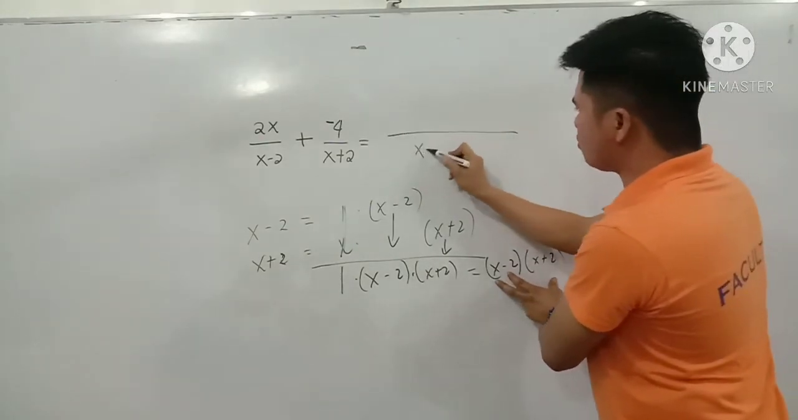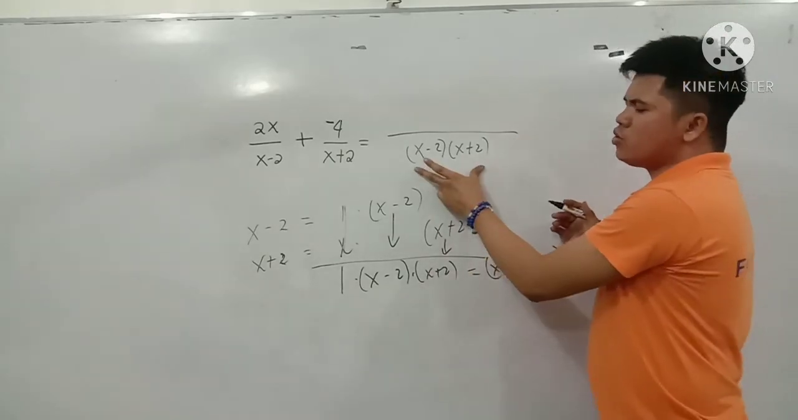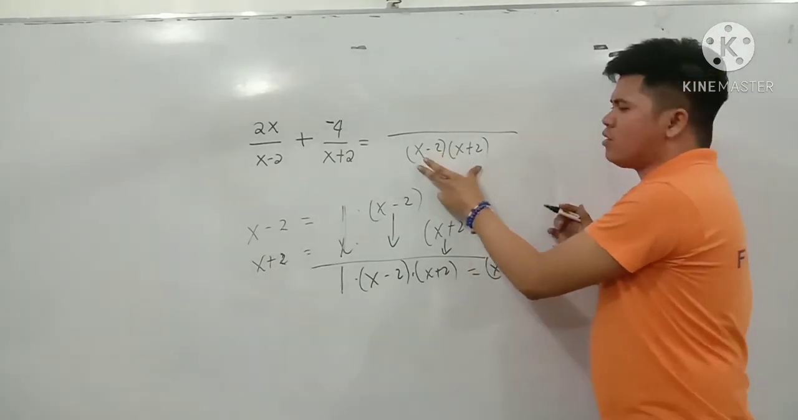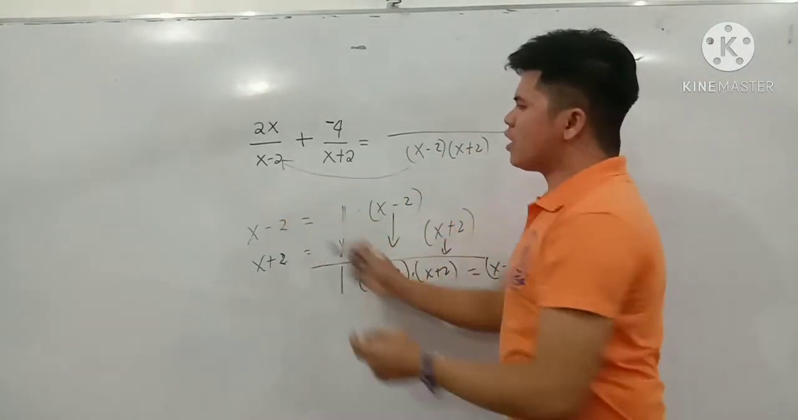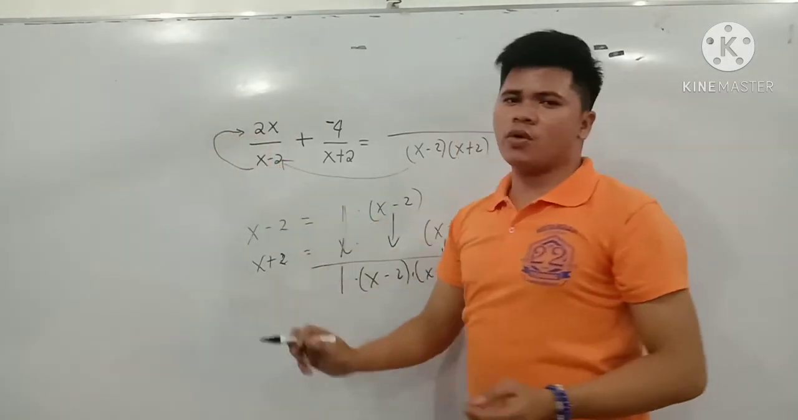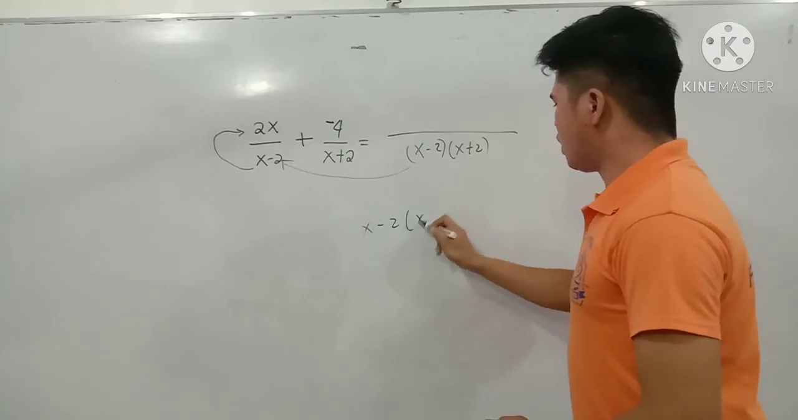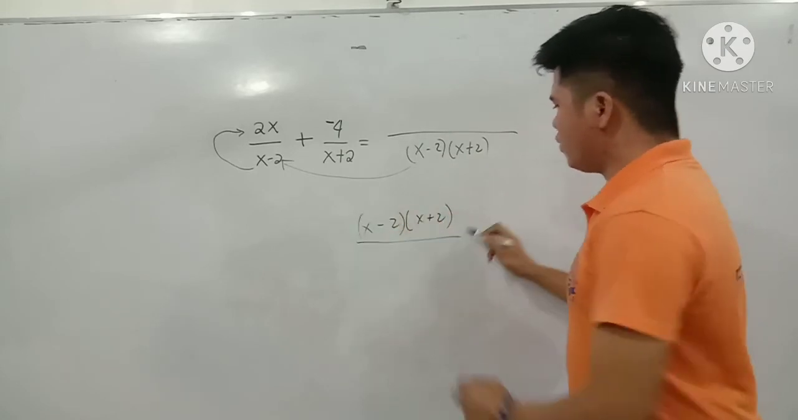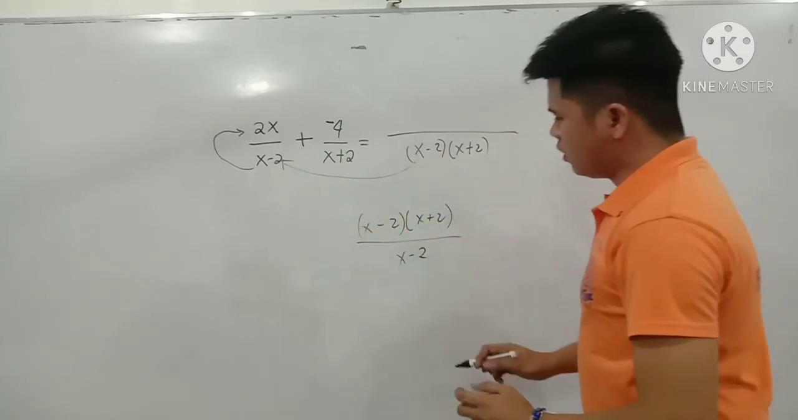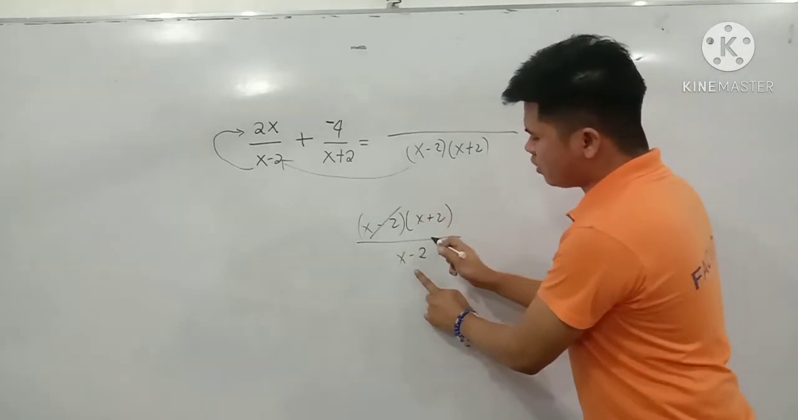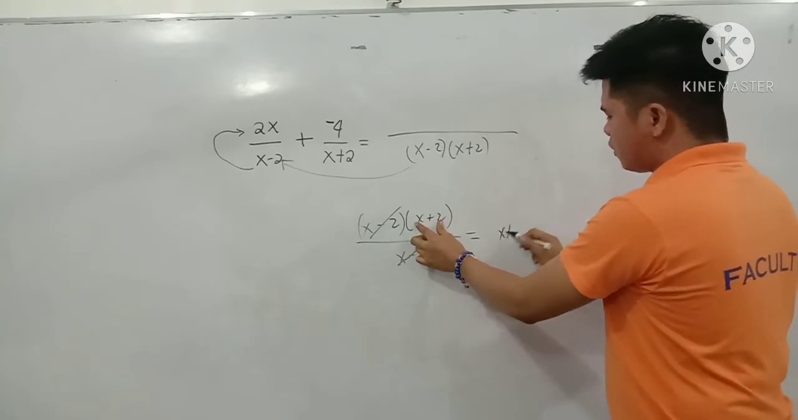So we have here x minus 2, x plus 2. This is now our new denominator. We have to divide this by our denominator, x minus 2, and then we multiply it to the numerator, 2x. So we have now our denominator, x minus 2, x plus 2. We divide this one by our x minus 2. Then, we simply cancel this one since they are the same. So, the remaining is x plus 2.